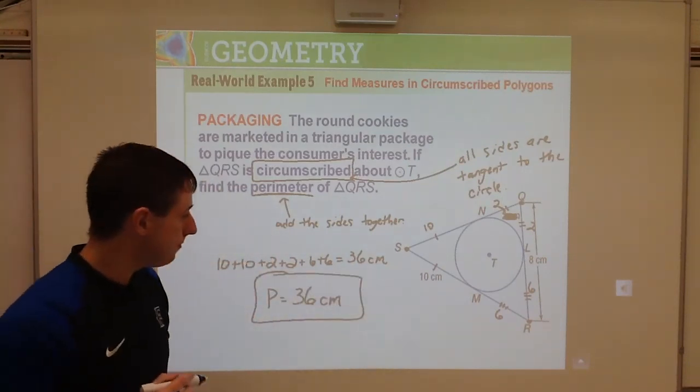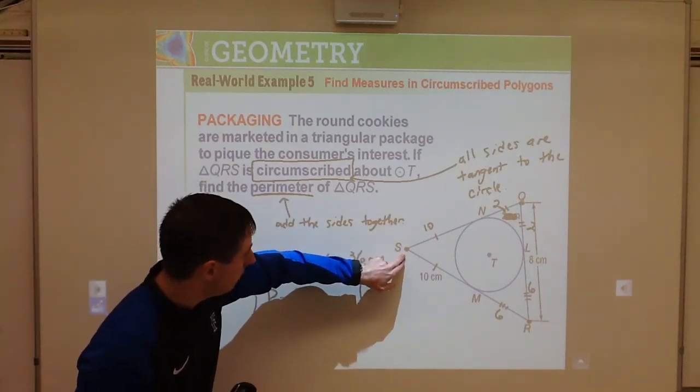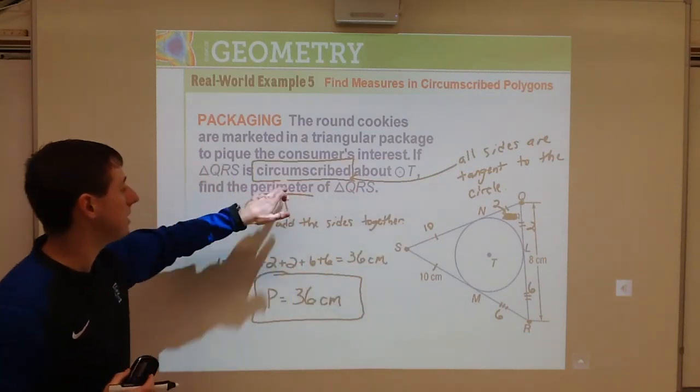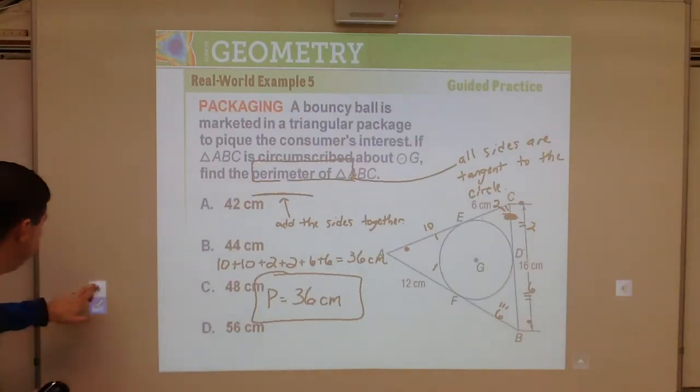Okay, so just to understand that idea, if they come from the same point, then those lengths are going to be the same size. And you just add them together. Perimeter is add them all together. One more of these and that's it.